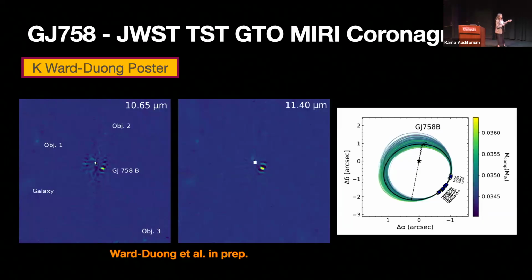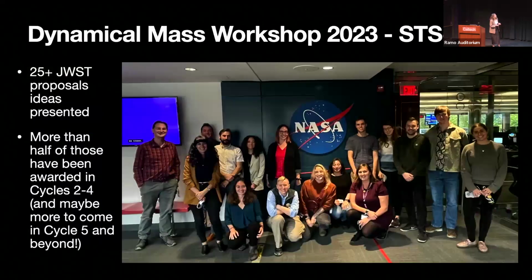You see the coronagraphic images here at 10.5 and 11.5 microns, and the beautiful orbit fit of GJ758, which is another one of our beautiful benchmark brown dwarf systems. Again, incorporating this MIRI data with the NIRSpec data and with prior near-infrared data is a really powerful tool to use these as test subjects. I highly encourage you to go and check out Kim's poster so she can tell you all about this.